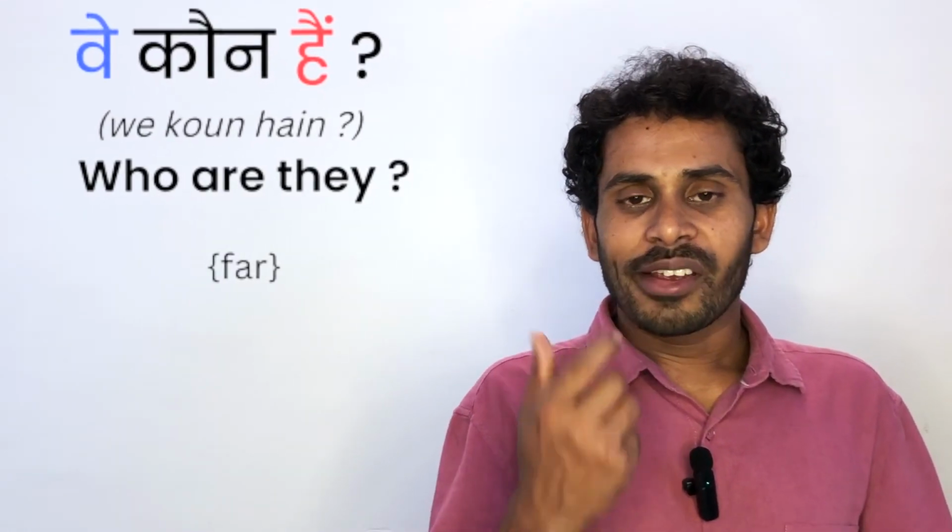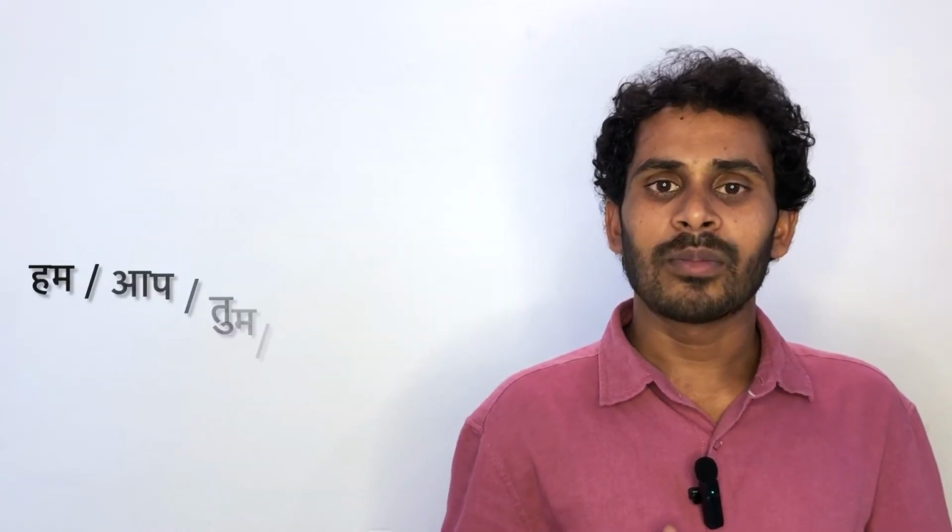But in colloquial Hindi, we use वो for वह and ये for यह. For singular, we use ये and वो. For close, ये, and for far, वो. I think it's clear, but there is one thing you have to remember: whenever we use all the plural forms like हम, आप, तुम, ये, वे, we use them as singular also.